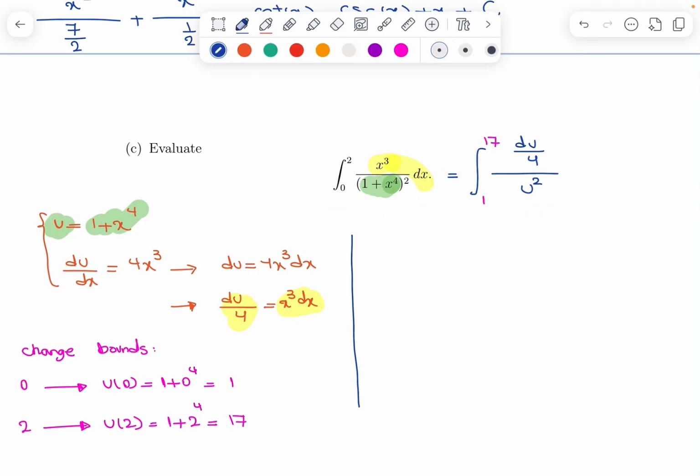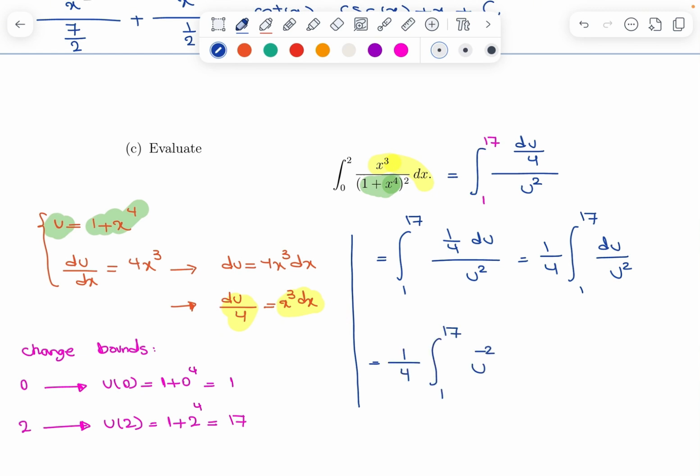Now, we just need to solve the new definite integral, which is in terms of u. So you can consider the numerator as 1 divided by 4 du, all divided by u squared. And then you can consider 1 divided by 4 as a coefficient. Therefore, by using the constant multiple rule, you can rewrite this definite integral as 1 divided by 4, definite integral from 1 to 17, du divided by u squared. So now to evaluate this definite integral, you can consider 1 divided by u squared as u to negative 2 by using the negative exponent formula. So therefore, you can rewrite this definite integral as u to negative 2 du.